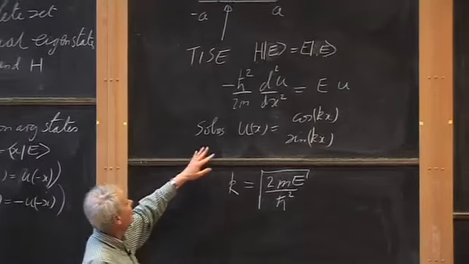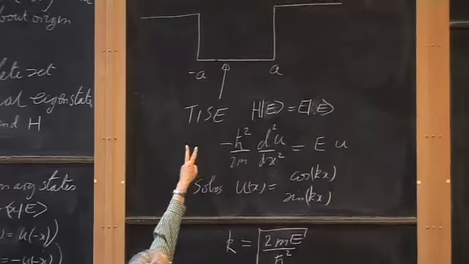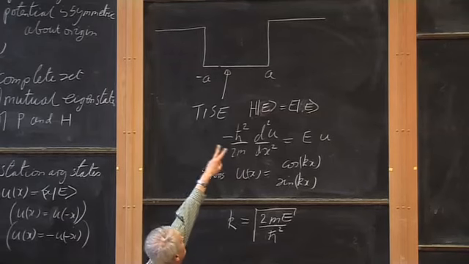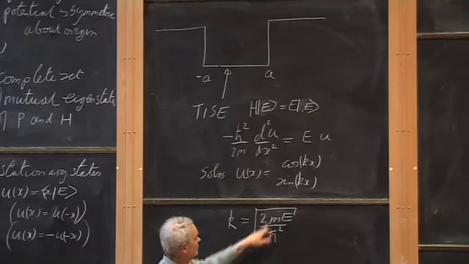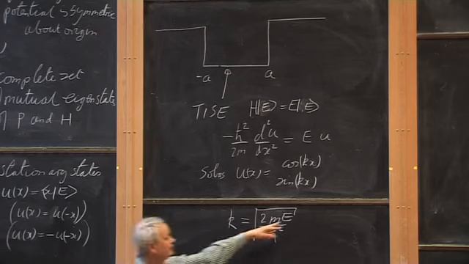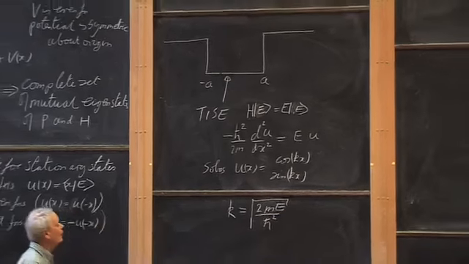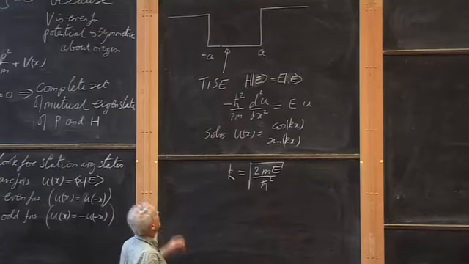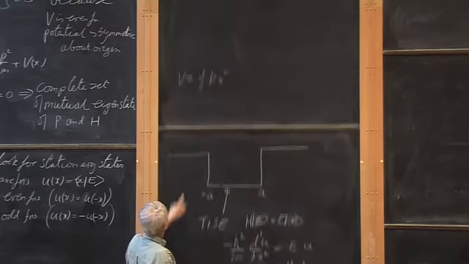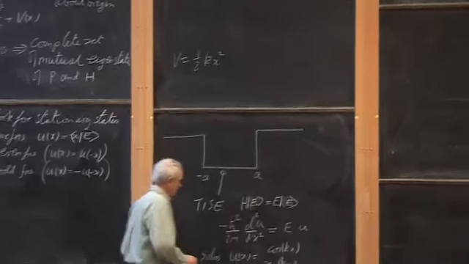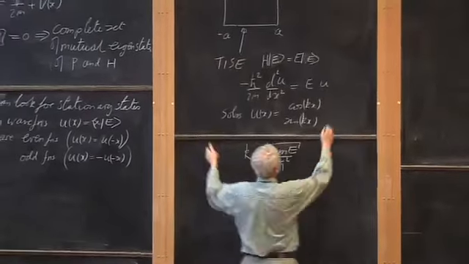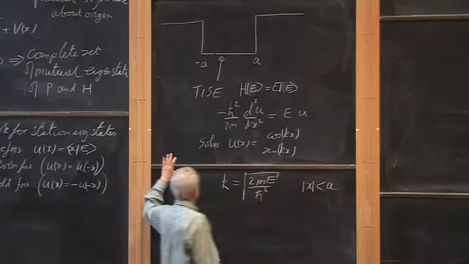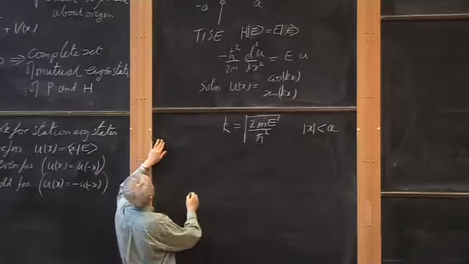So we have determined what the wave functions are of the stationary states in that interval from minus a to a, in terms of the energy. What we now need to do is think about the state of affairs here. So this stuff is all true for mod x less than a. What about the case when mod x is greater than a?